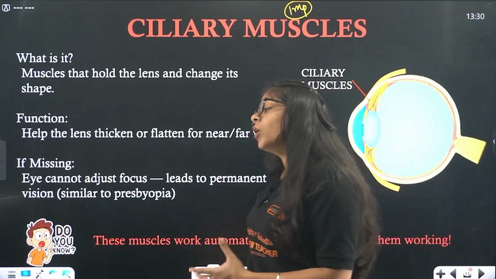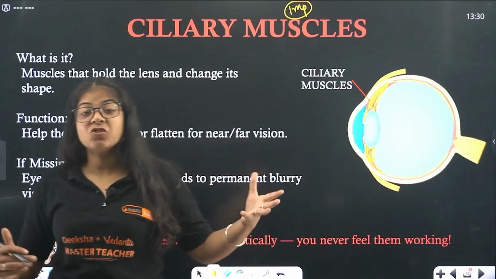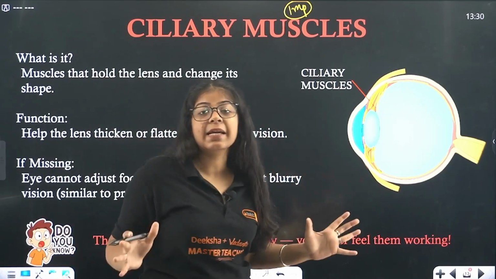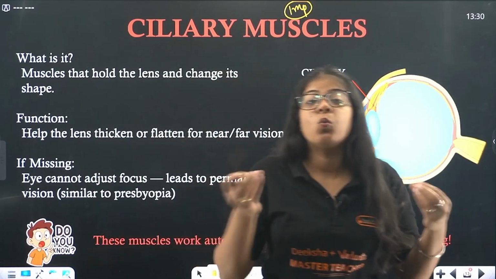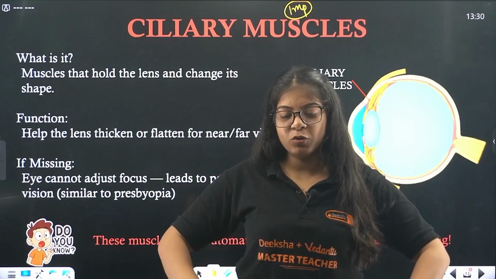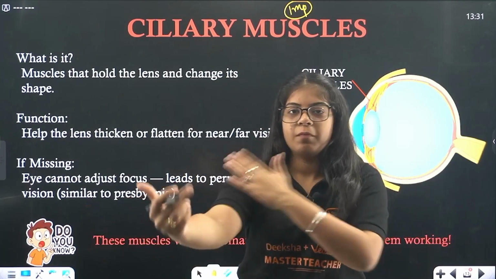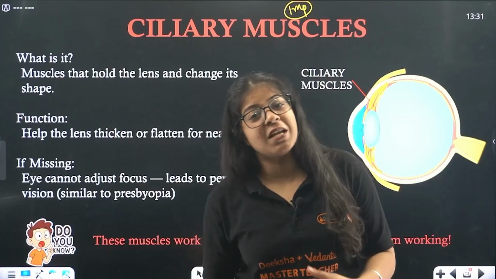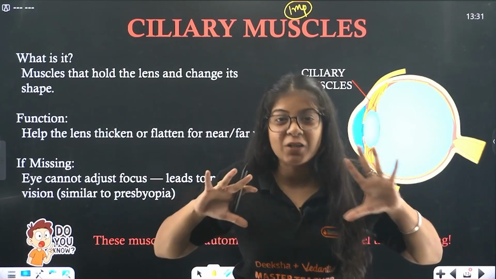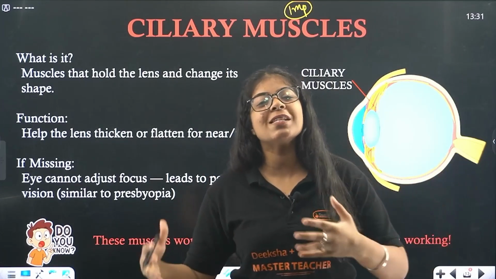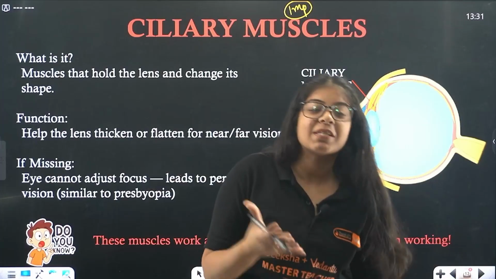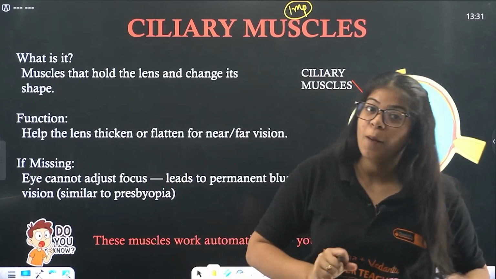Now we know that muscles change, this lens changes shape, it contracts, it relaxes. So when it does that, what helps it do that? When I'm doing a push-up, what is helping me to do the push-up? My muscles, right? So similarly, when the lens does the push-up, it contracts, it relaxes. Which muscles help it do it? Ciliary muscles help the lens to do the push-ups.